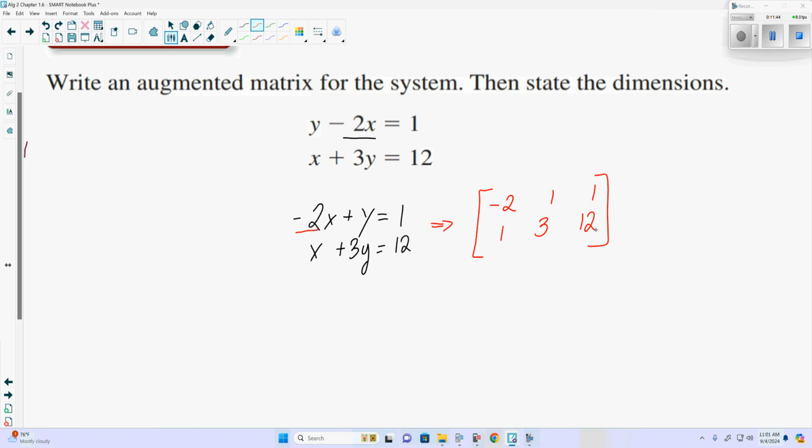But questions on what we did. Dimensions, rows by column. So how many rows do we have? 2, because going down. So we go down 2. Columns would be 3. So the dimensions of this is a 2 by 3. That's it. That's all it's asking. So we did the augmented matrix. This here is the augmented matrix. This here is the dimensions. Questions on this here?